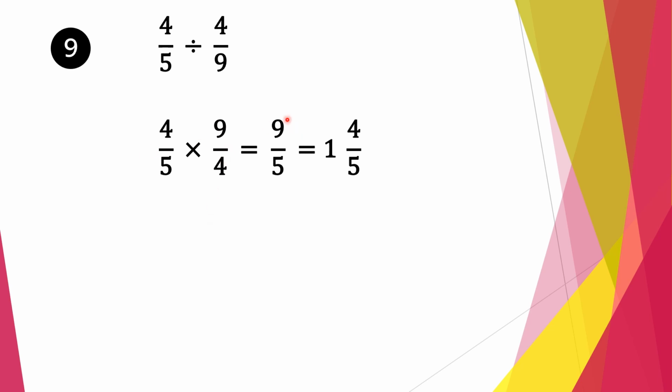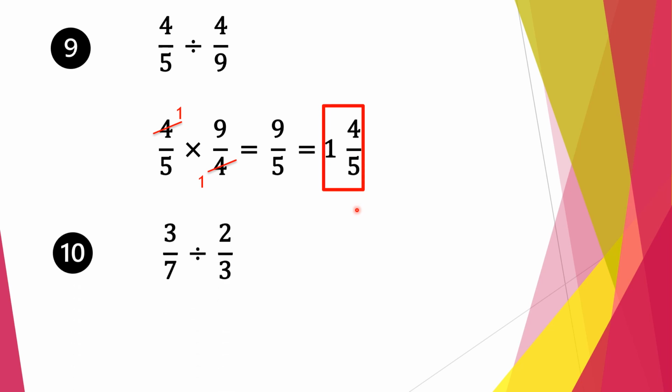Now, we don't want a bigger fraction here. So what we can do, we can cancel this 4 and 4. So 4 goes into 4 once. 4 goes into 4 once. So now we times our numerators. 1 times 9 is 9. And 5 times 1 is 5. This is an improper fraction. We want to write it down as a mixed fraction. So it's 1 and 4 over 5. So our solution is 1 and 4 over 5.